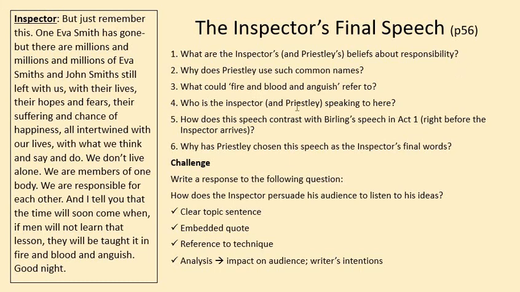Question 4. Who's the Inspector and Priestley speaking to here? So the obvious answer is the Birling family. But remember, Priestley is using the Inspector as a mouthpiece for his own views. So Priestley is almost addressing the entire audience that's watching the play. And remember, in 1945, the type of people that are likely to see a play performed are probably reasonably wealthy middle-class people. So Priestley is using the Inspector to address them and to try to get them to listen to his ideas.